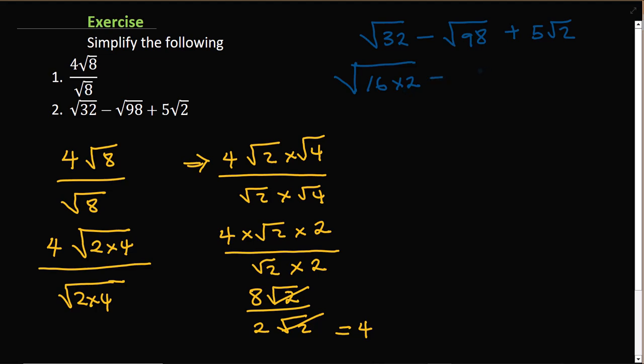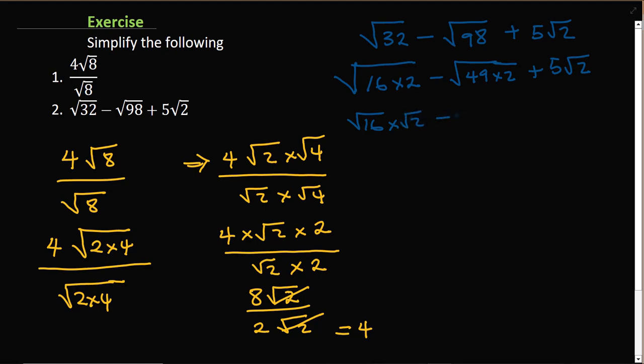Okay, so minus, 98 can as well be 49 multiplied by 2. So 49 multiplied by 2 gives us 98. So plus, this one has already been simplified. We can't do anything here again. So let's just leave that for now. So here we have surd 16 multiplied by surd 2.